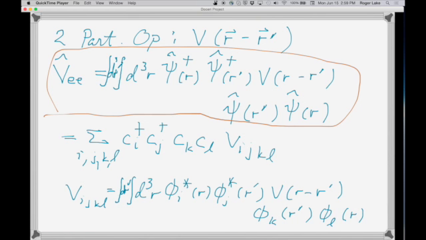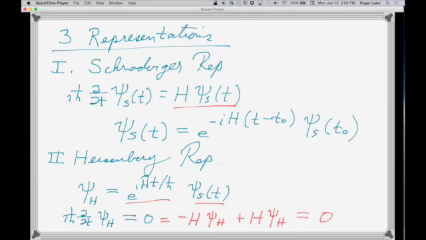And so V_ijkl is that integral just written down below. We aren't going to do anything with this for a while, but this is your very generic second quantized form of the electron-electron interaction. And I didn't go any further with that.